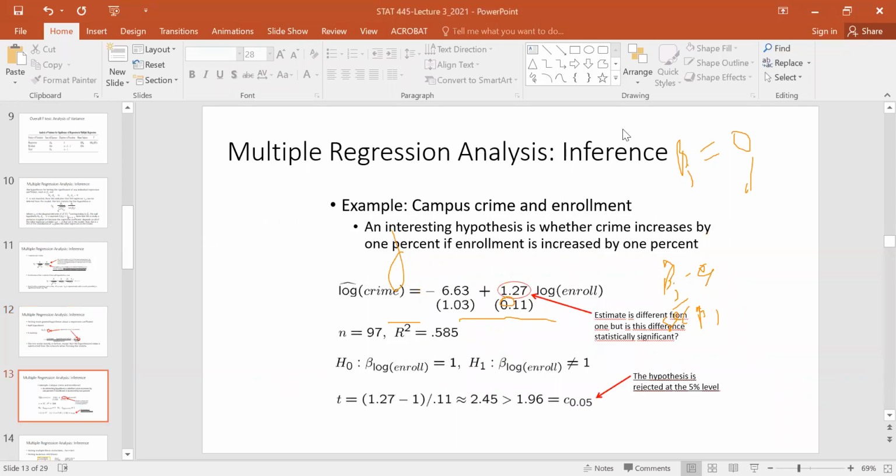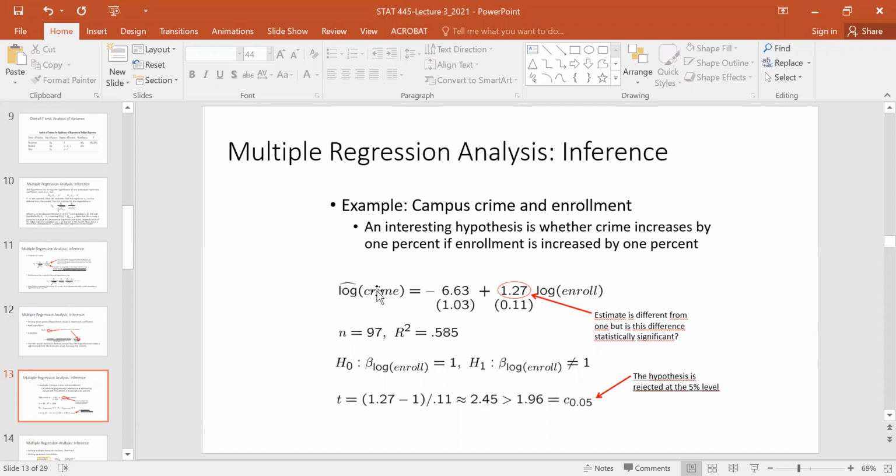Let's take an example here. I actually haven't shown you how to interpret the logarithm yet. Maybe in one of the videos I will show you, or even perhaps here. Here you interpret them as elasticities. The economics students will appreciate this more, but it says that when enrollment increases by 1%, crime will increase by 1.27%. When it is a log, a percentage change in this variable leads to a 1.27% change in the crime variable.